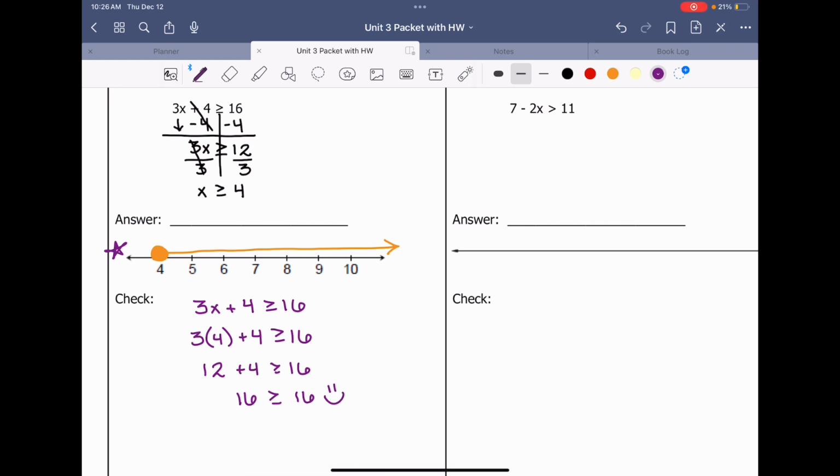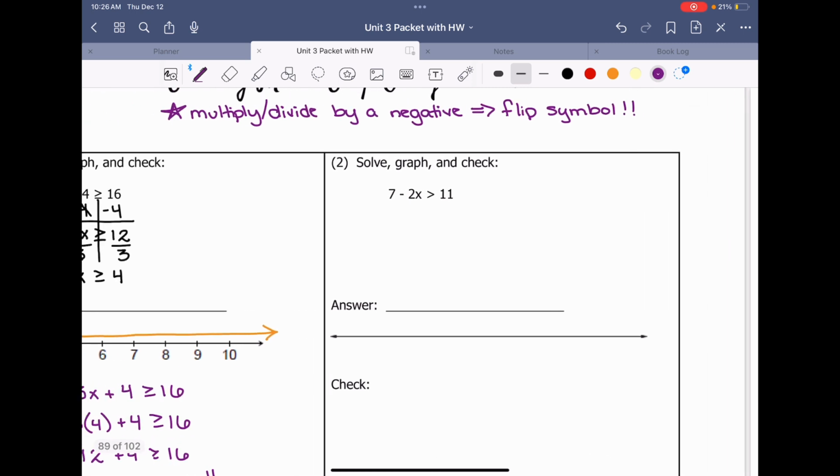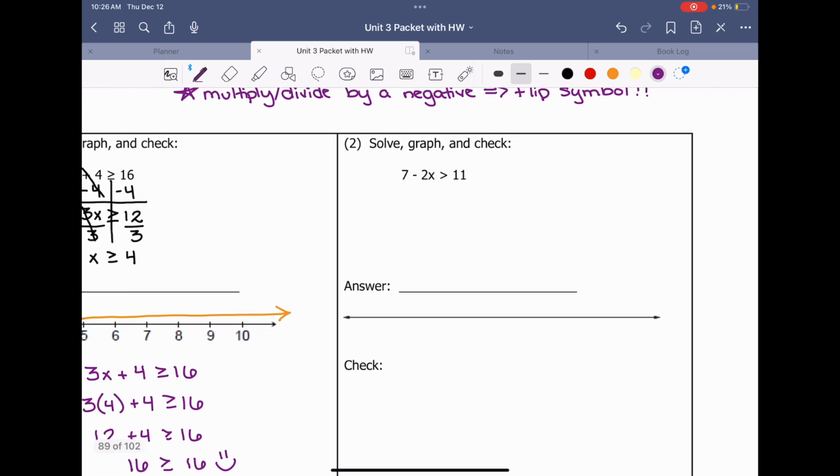All right, let's try another one. 7 minus 2x is greater than 11. So let's take our pencil, draw a line down your symbol. I'm going to move the constant first, which is the number not right next to my variable. That number is this 7. This 7 is a positive 7. Remember, I have to figure out how to cancel it out, so I have to do the opposite, which would be minus 7. And I have to do that to both sides. Whatever I do to one side, I have to do to the other.